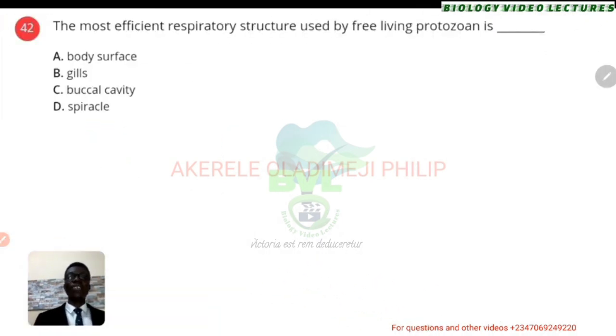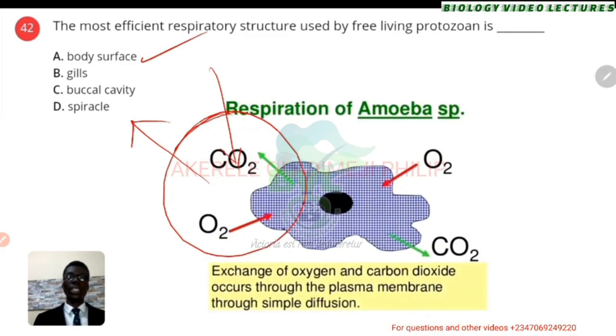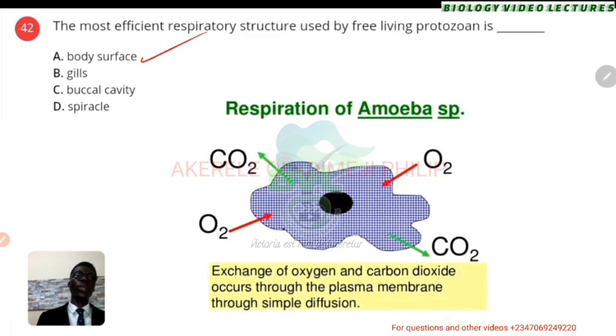The most efficient respiratory structure used by free-living protozoa will be the body surface. Whether free-living or not, protozoa are just one single cell, so they can use their body surface. So just like that, there can be gaseous exchange because this body cell is not quite thick. All right. So this is what we are seeing here already. You can see oxygen going in, carbon dioxide going out just through the membrane like that.